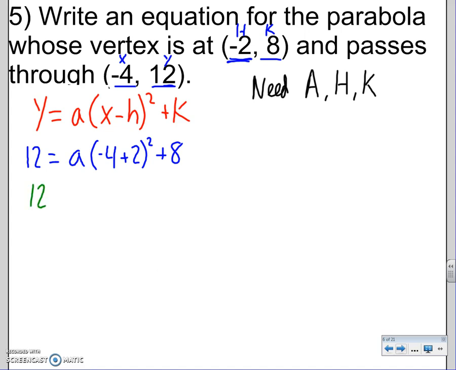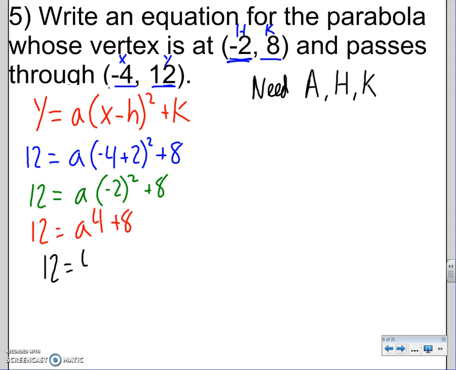So this 12 stays alone. It's a. Negative 4 plus 2 is negative 2. Squared plus 8. I'm going to leave this 12 alone. I'm going to do negative 2 squared. Negative 2 times negative 2 is positive 4. A times 4 plus 8. If it helps you, you could say that's just 4a plus 8. We're going to solve for a. So let's subtract 8. So 4 equals 4a. And the last step to solve for a is divide by 4. Alright, well, a equals 1 or 1 equals a.